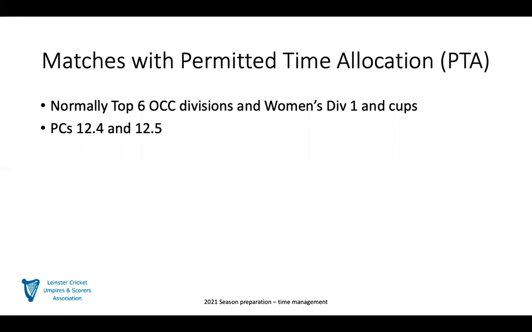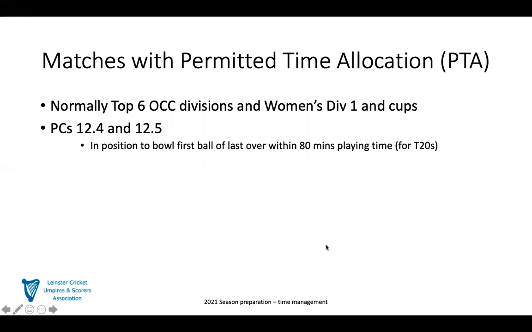If you're looking, it's normally 12.4 and 12.5 of the playing conditions. And the detail is, let's assume a T20. The fielding team has to be in position to bowl the first ball of the last over within 80 minutes playing time. That should be pretty straightforward. We'll go into all the nuances shortly. So it's the beginning of the last over.